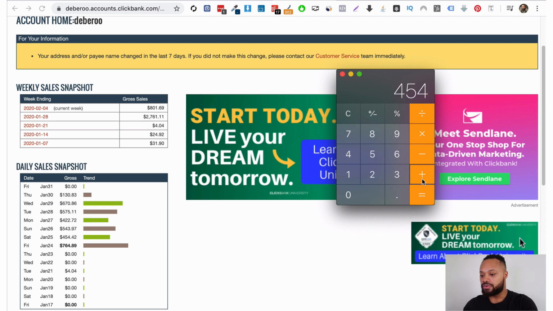Plus 454, 543, 422. I haven't got commas in, so these numbers are super small for me, so if I'm going a bit slow, feel sorry for me. 670. We made more than I thought actually. And 130. So we made $3,500 in our first 7 days running Clickbank with native traffic.